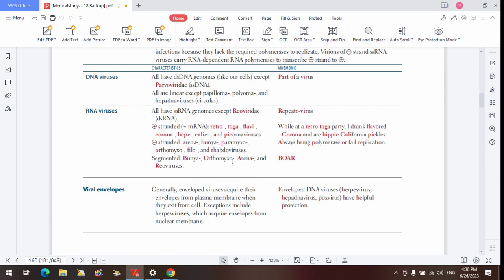I have already said that orthomyxoviruses are segmented. Which virus do you guys remember that is segmented when we're talking about viral genetics? Which one? Is it Coxsackie or Haemophilus? No, influenza.